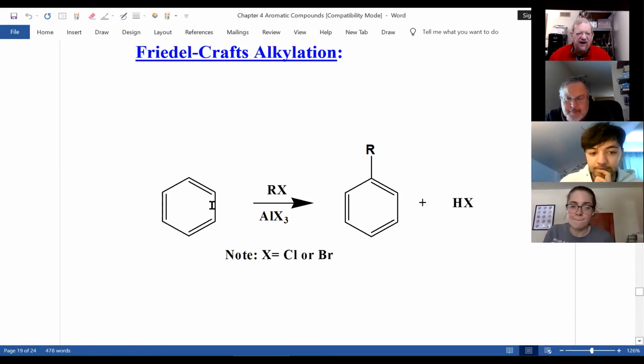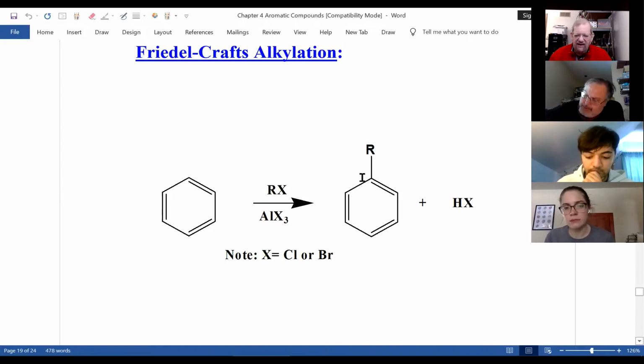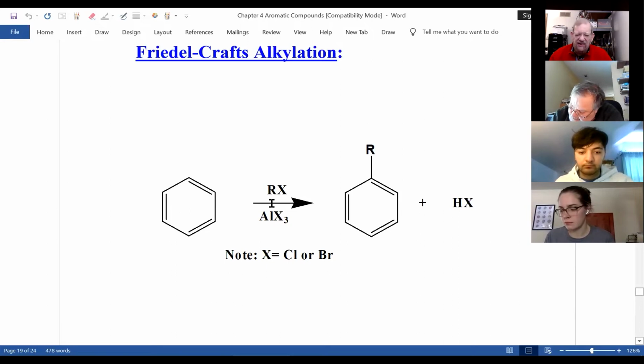What is Friedel-Crafts alkylation? Take a benzene ring and react it with an alkyl halide. Remember, R means anything with carbons or hydrogens. I can have a methyl, ethyl, t-butyl, 100 carbons, whatever. And you use a catalyst, aluminum trihalide, and you put an R group. You make a bond between the benzene ring and the carbon in the R group. Which carbon? The carbon that has the halogen. You also make HX.